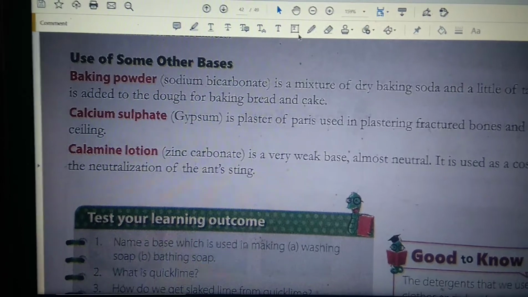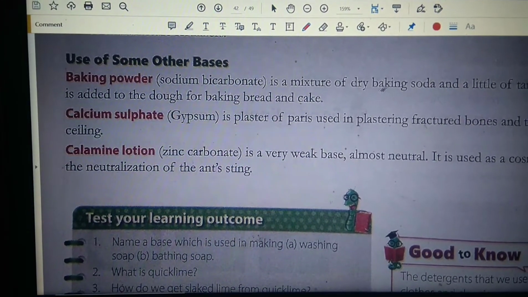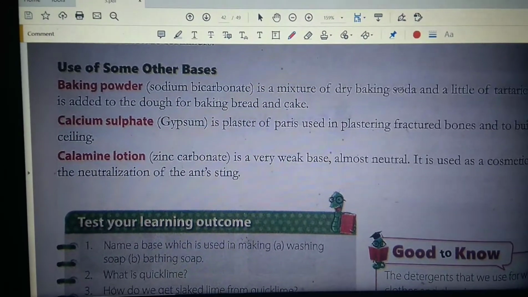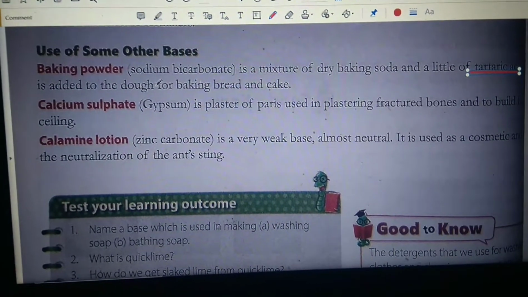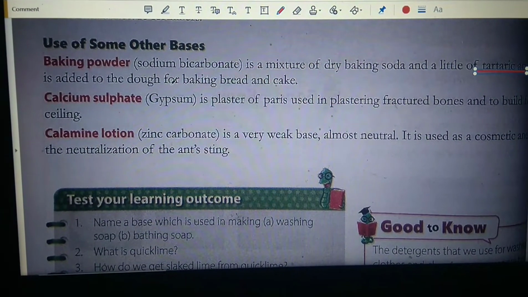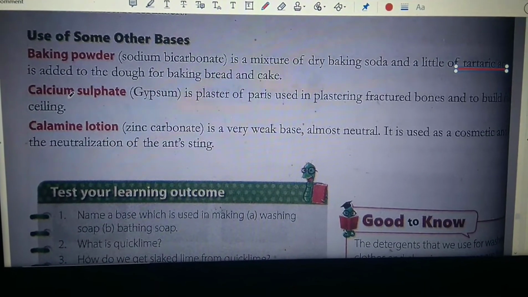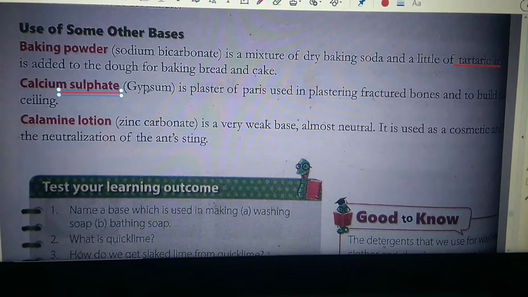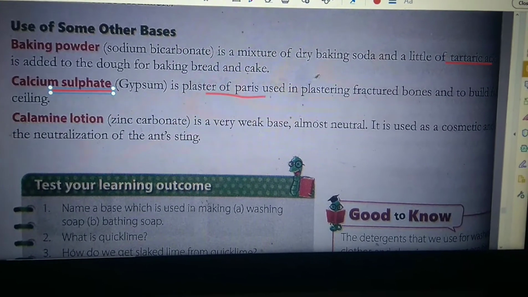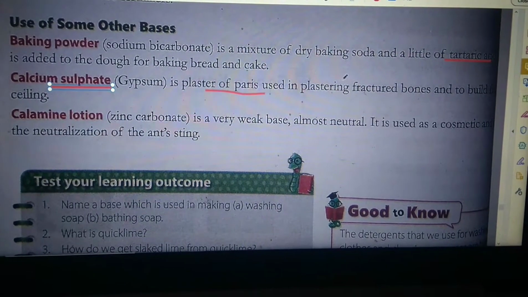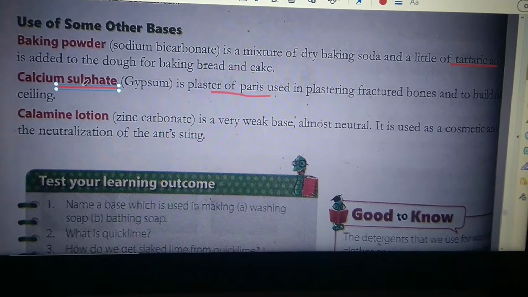Commonly we use baking powder. Baking powder is a mixture of baking soda and a little amount of tartaric acid. This is added to the dough for making bread and cake. Next one is calcium sulfate. Calcium sulfate is known as plaster of Paris, which is used in plastering manufactured bones and built-in ceilings.